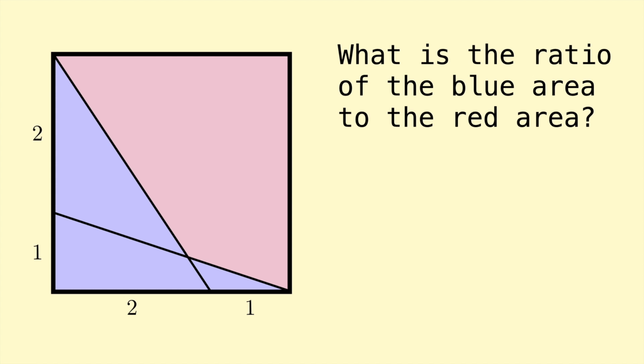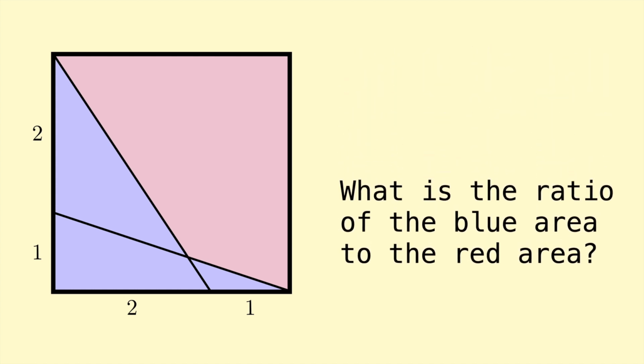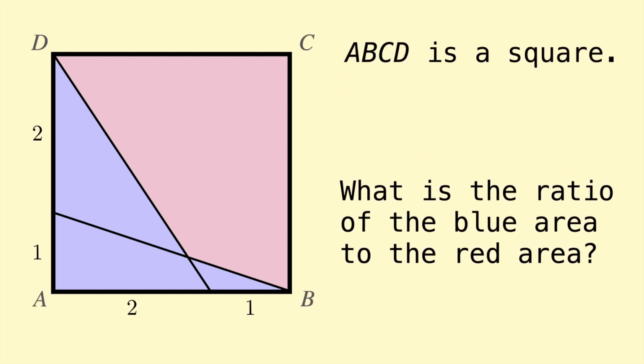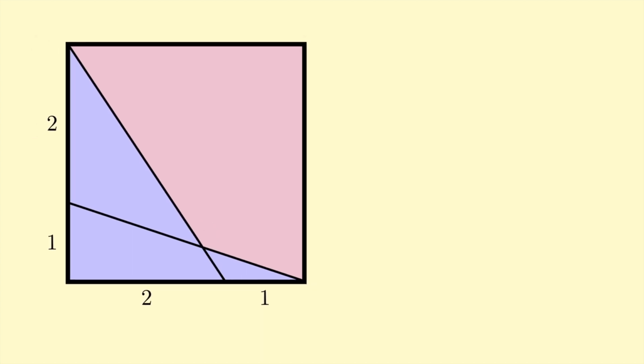To put it a bit more formally, ABCD is a square. The line AE is equal to FB, which is equal to a third AB. All of that information was captured in that initial diagram. If you want to give this problem a go yourself, pause the video now. Okay, let's get into the solution.